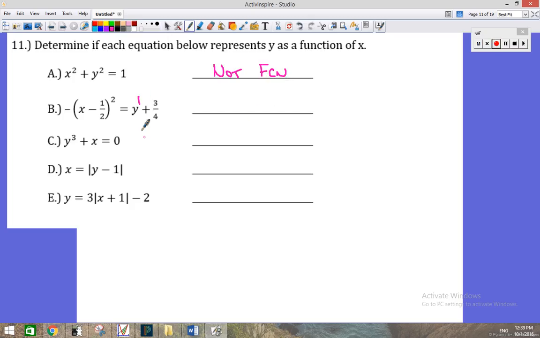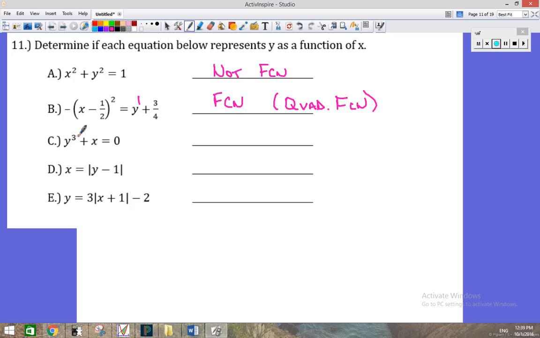Now here, the exponent on y is 1. So we can solve for y, subtract 3/4, and on the left-hand side, we see that we have an x squared. We know that that is a quadratic function, that the graph is a parabola. Because of the negative sign, it's opening downward. We can think about shifting to the right 1/2, shifting down 3/4. But this is a function. In fact, we know it to be a quadratic function.